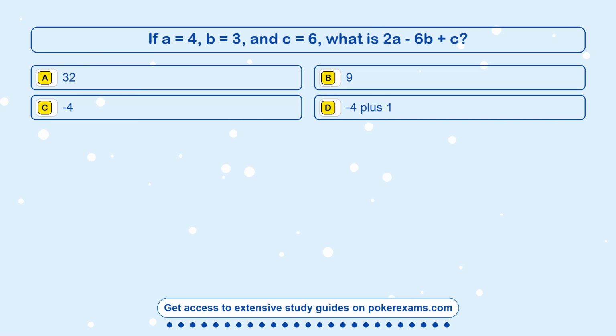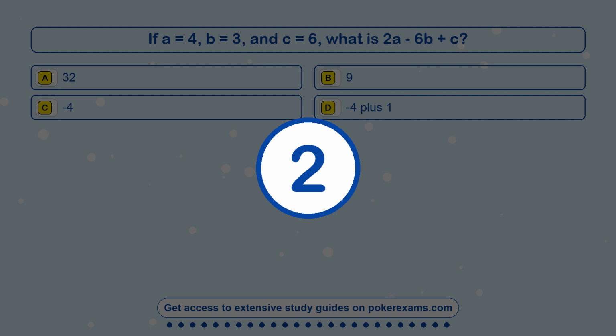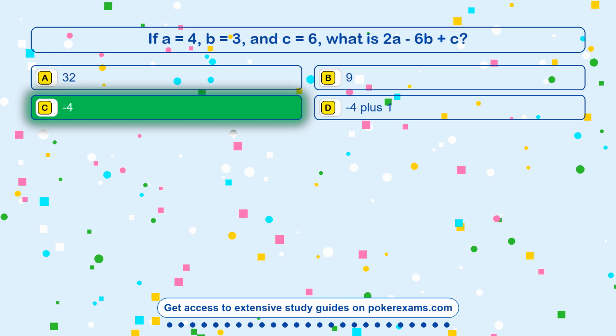Question 8. If A equals 4, B equals 3, and C equals 6, what is 2A minus 6B plus C? Option A 32. Option B 9. Option C minus 4. Option D minus 4 plus 1. The correct answer is option C, minus 4.